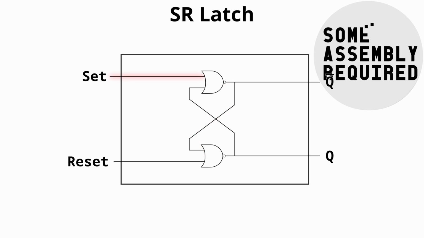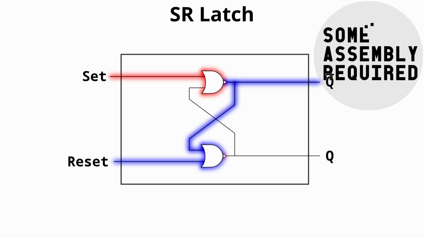When we input 1 on the set line, the top OR goes to 1. Since the NOR is an OR with a NOT on the output, this means the top gate actually goes to 0. Since the reset line is 0, the bottom NOR gate gets two 0 values and outputs a 1. This means that when we input a 1 on set, Q becomes 1 and Q bar becomes 0.